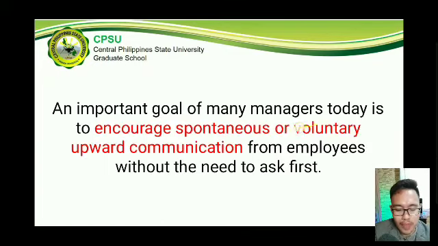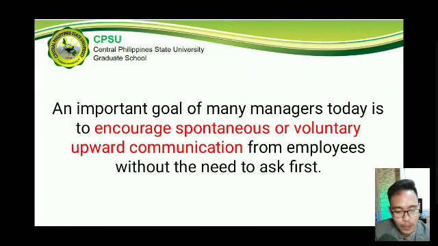An important goal of many managers today is to encourage spontaneous or voluntary upward communication from employees without the need to ask first. These are communicative behaviors that occur in the absence of prompts, instruction, or other verbal cues. The second time the same problem occurred, the worker can address it by themselves without calling the attention of other employees. It makes them independent, effective, and efficient, right?